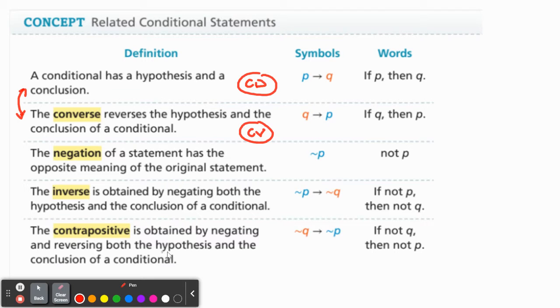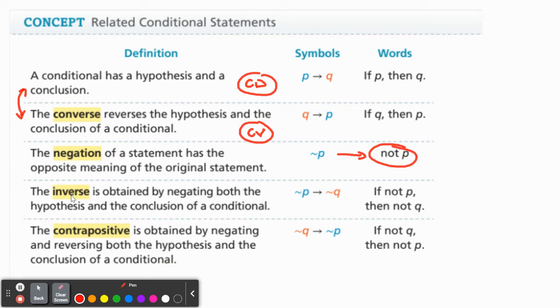Now, negation is just an idea here. And when you negate something, it's when you take the opposite of the meaning. So this tilde means not P. So typically it means including the word not in your statement. So now by negating, we create 2 more conditional statements.